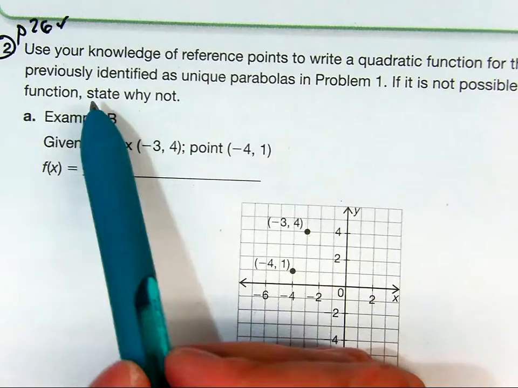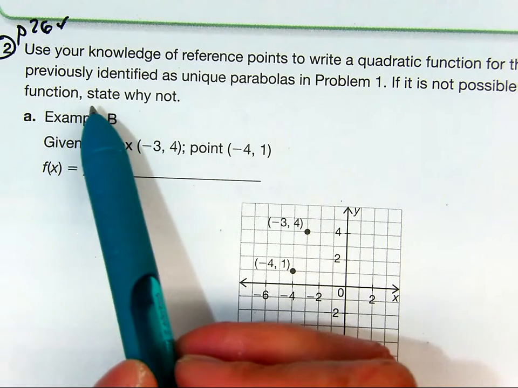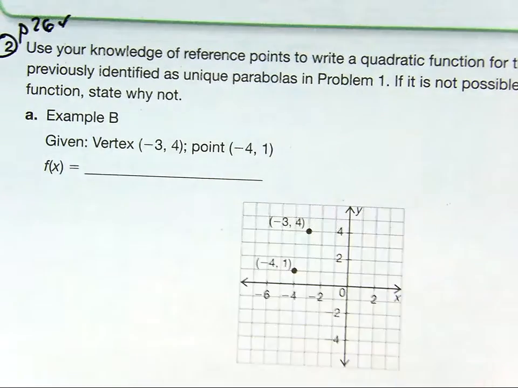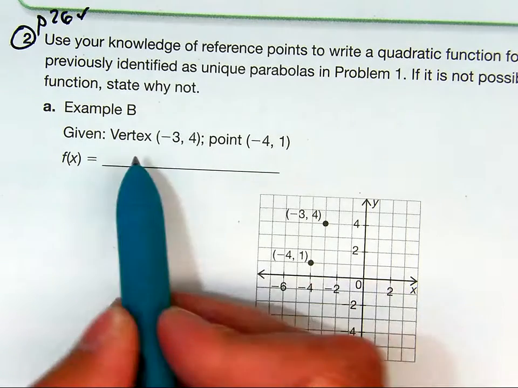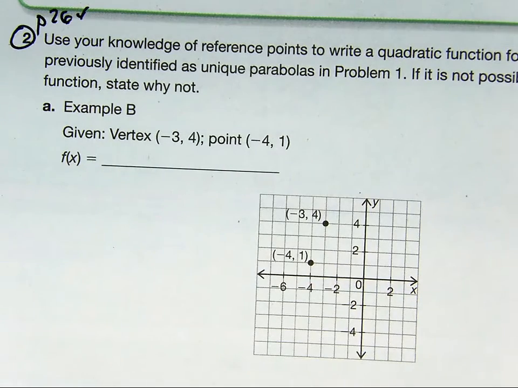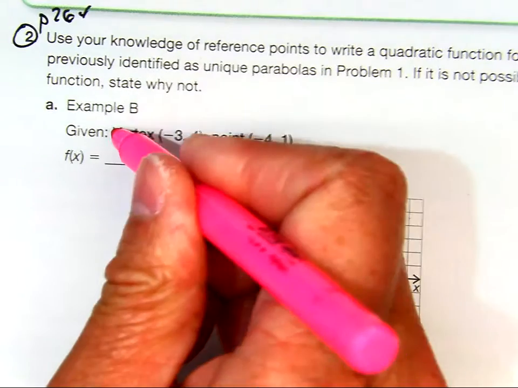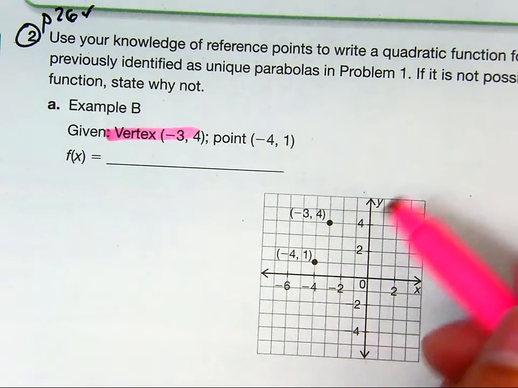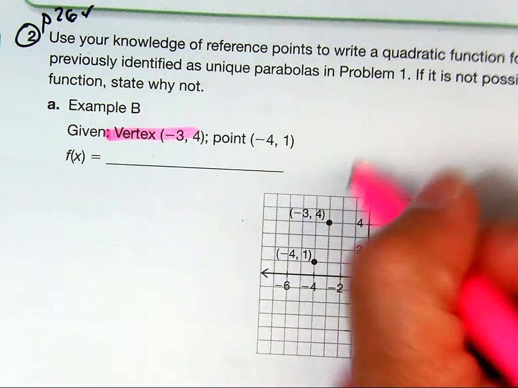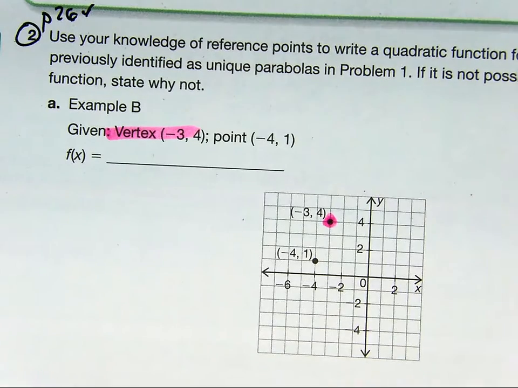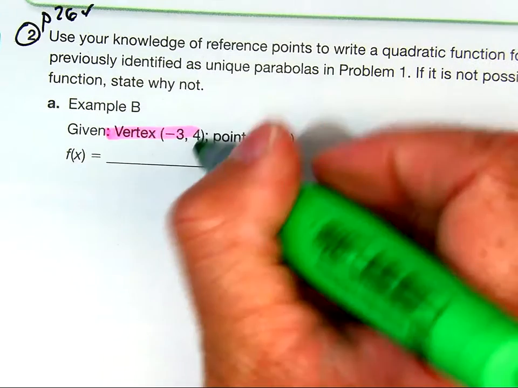So we need to basically create a unique function. And if I can, then you just write why you can't. So I'm going to go ahead and graph the ordered pair vertex (-3, 4). I already have that on the paper: left 3, up 4. There it is here in pink. And then I have a point (4, -1).